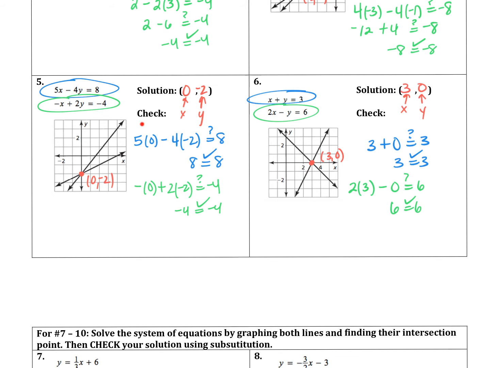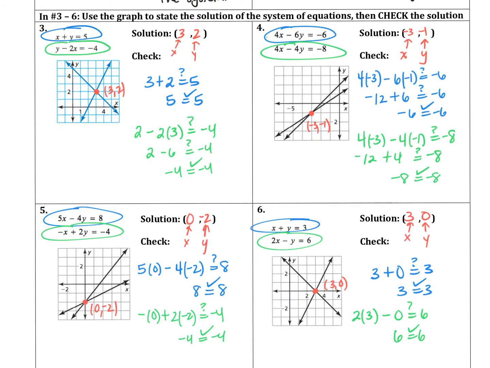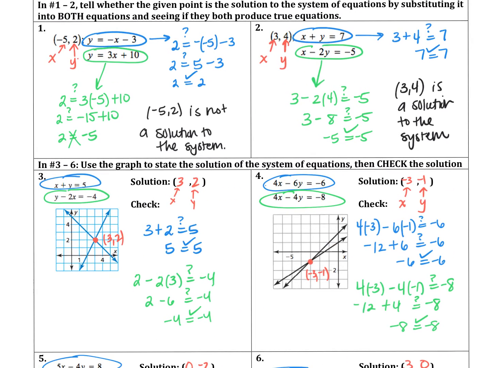So remember, when you're plugging in points to check the solution, you want to substitute the point into each equation, and if you get a true statement, that point is a solution to the system. If you get a false statement, like you saw above, that means it is not a solution. It needs to be a true statement for both equations. Okay?